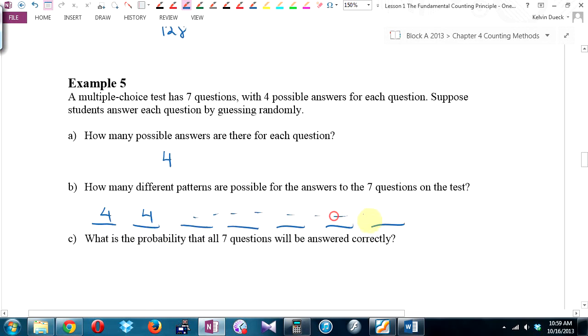Are you spotting a little pattern here? What's the shortcut? 4 to the 7th. Which is what? 16,384. Of all those possible ways of guessing, how many are perfect? Only 1. You want to get perfect by randomly guessing on only a 7-question multiple choice test? The odds are 1 in 16,384.